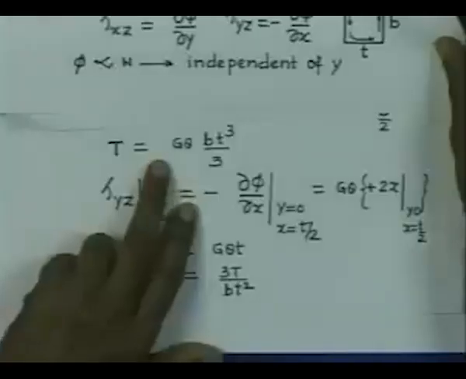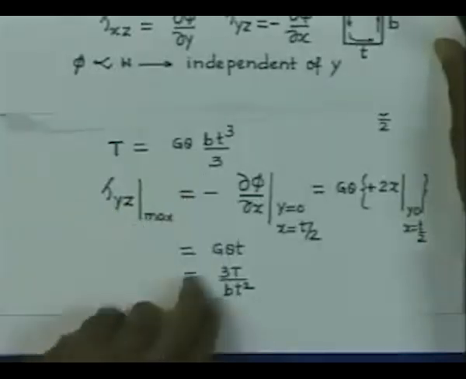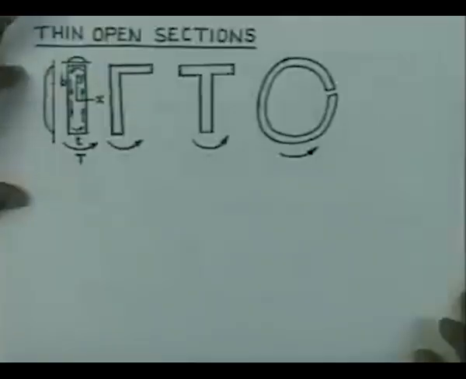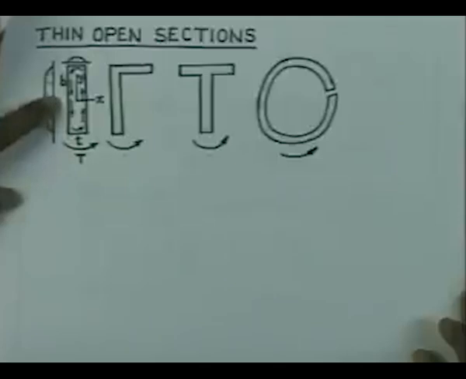So, this is how the problem of thin rectangular sections can be tackled. The angle of twist per unit length is related to the applied torque by the relationship T equal to g theta b t cube by 3, and the maximum shear stress which acts at the boundary is going to be 3T by b t square. So, we have seen for the rectangular section that the stress is more or less constant along the edge of the longer boundary, and it is given by g theta into t, and at the same time the torque capacity is given by g theta into b t cube by 3.